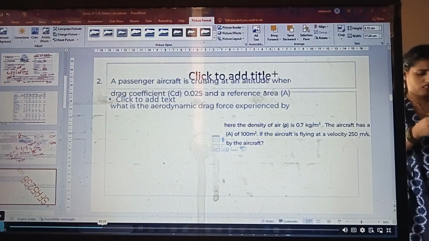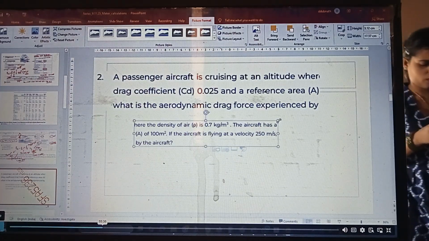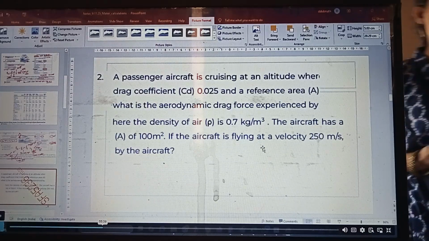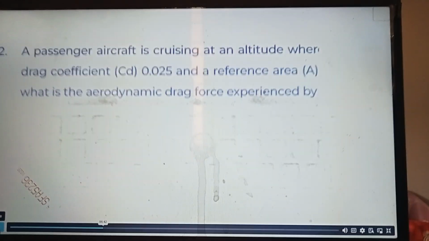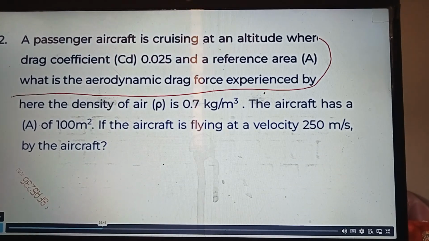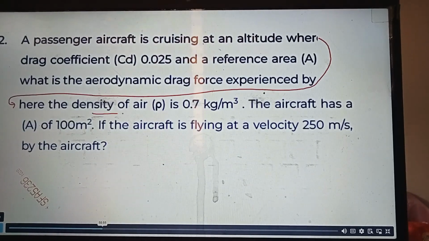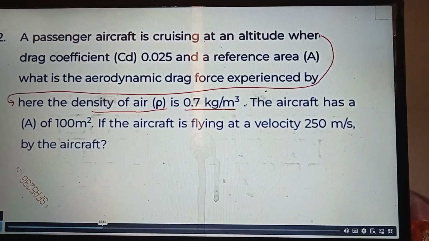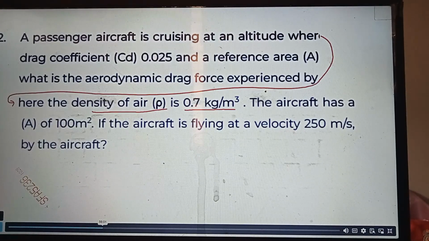I hope this will help. So please try to understand. It is slightly not easy to read, but I hope you'll get the idea. So what you have to do, you have to read this line, then this line, right? So a passenger aircraft is cruising at an altitude where the density of air is 0.7 kg per meter cube, right? So the value of rho is given.